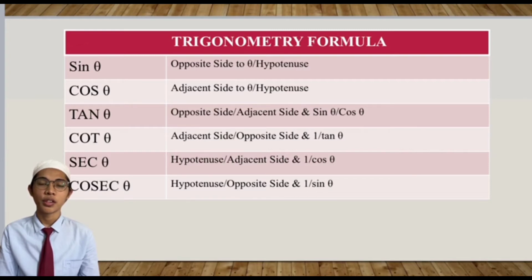First, sin theta equals opposite side over hypotenuse, cosine theta equals adjacent side over hypotenuse, tan theta equals opposite side over adjacent side, secant theta equals hypotenuse over adjacent side, cosecant theta equals hypotenuse over opposite side, and last, cotangent theta equals adjacent side over opposite side.